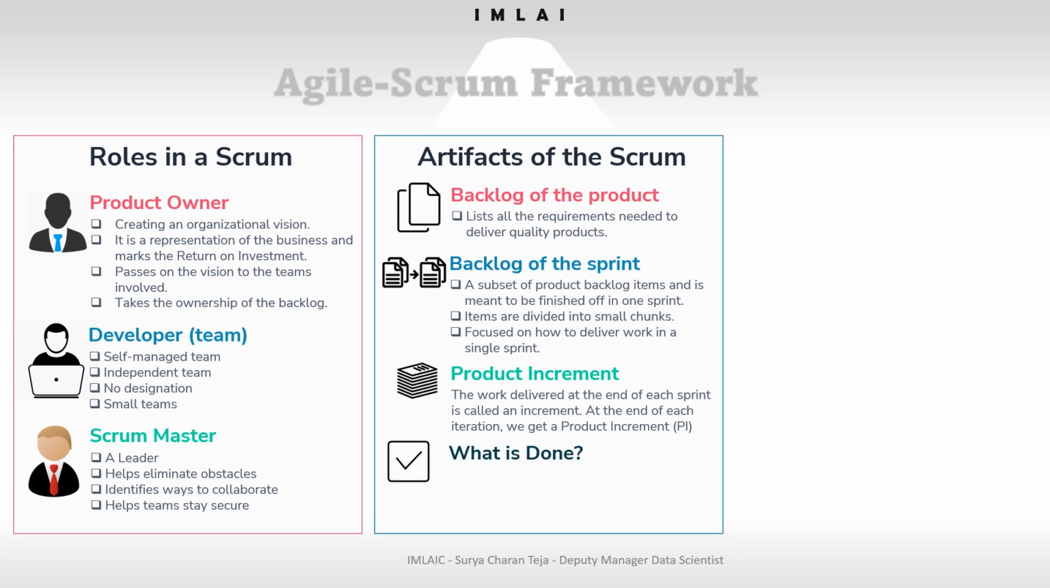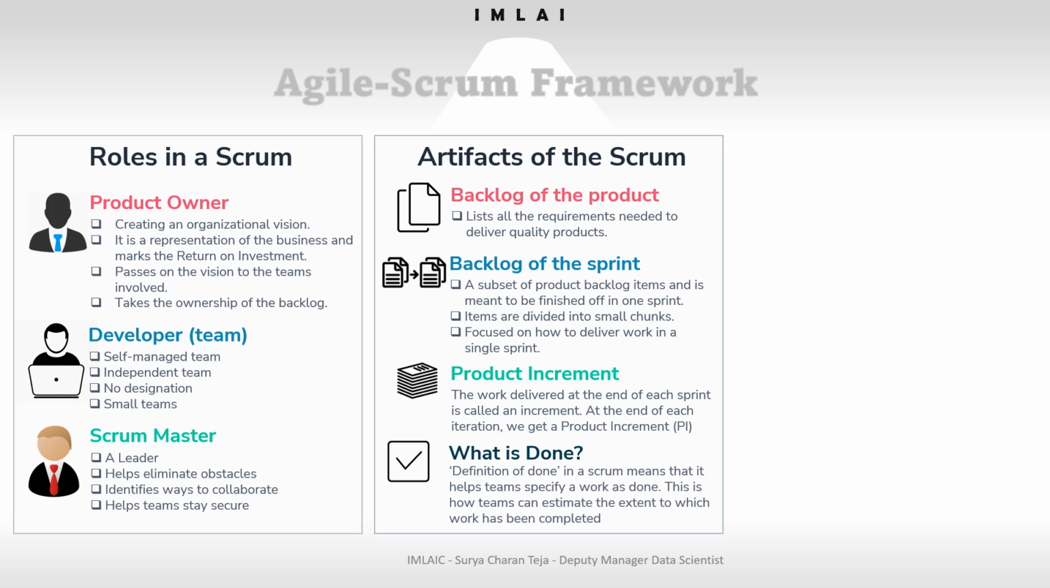So now the last artifact is the definition of done. What is done? The definition of done in Scrum helps teams specify work as done. This is how teams can estimate the extent to which the work has been completed. So if you go sequentially from the product backlog to the sprint backlog, then it becomes a product increment. Once everything is tested and done, then it comes under the done label. So in Scrum, done has a specific definition. If it meets the requirements of the definition of done, then the feature, that backlog that you wanted to build, deploy, and complete in that sprint, has been done.